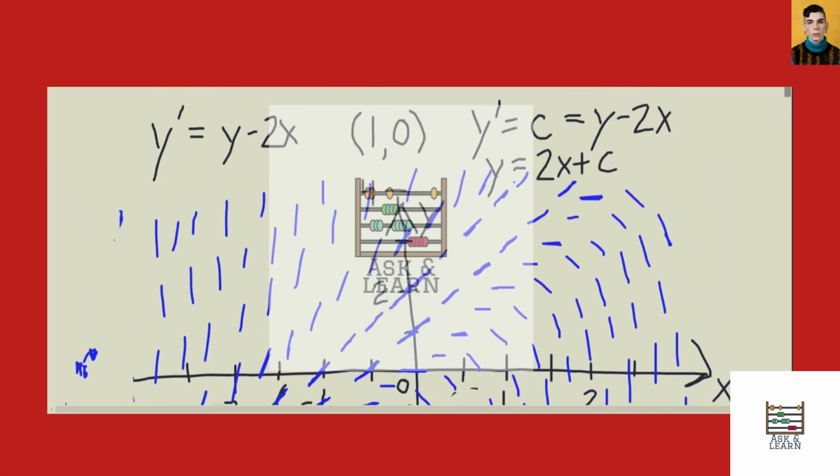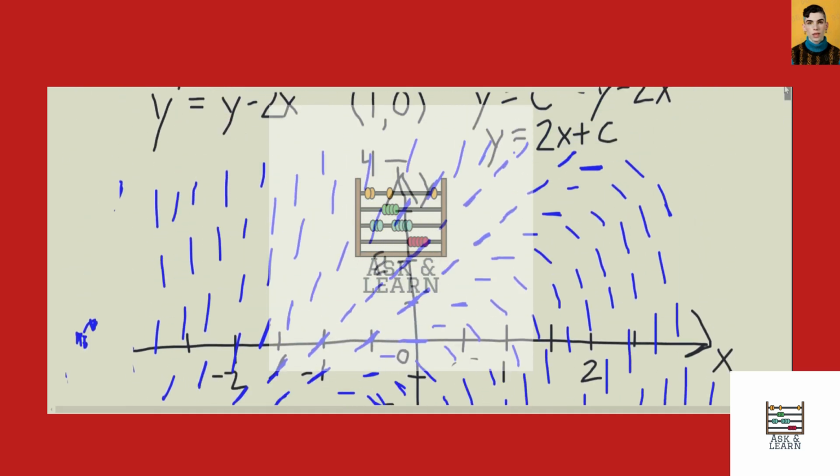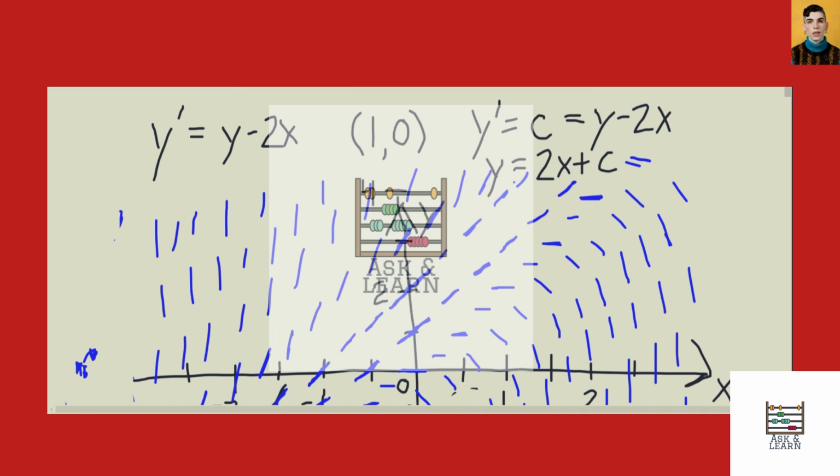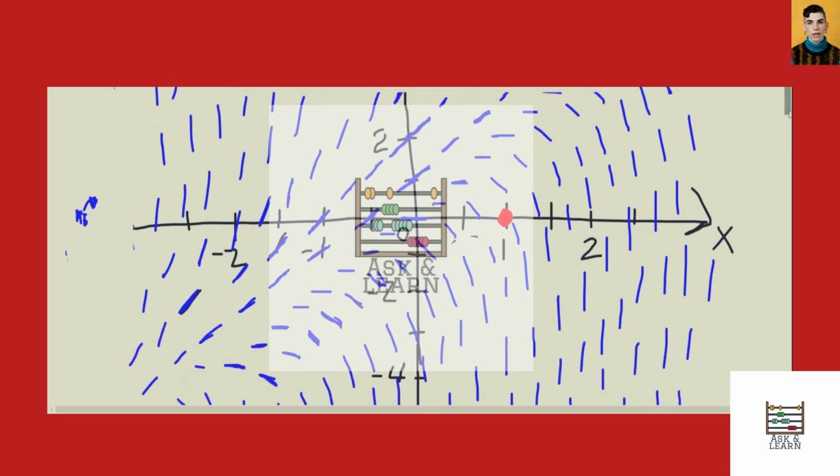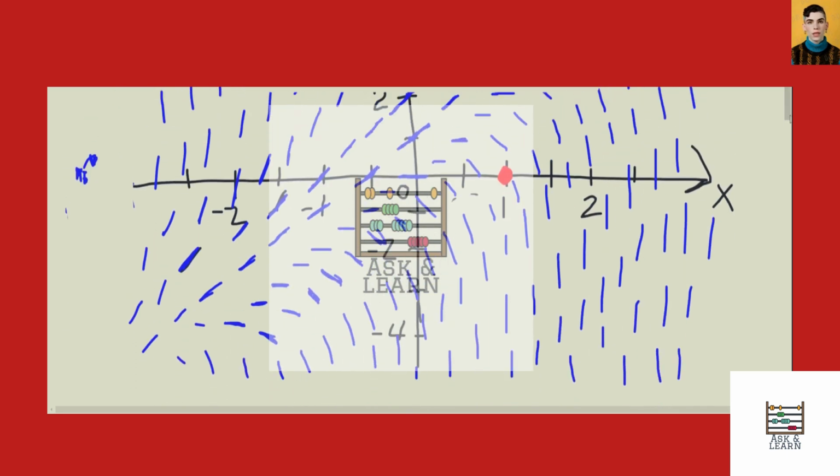So we have a representation of our slope field here. And we're asked to find the solution which has the point (1, 0). So I'll draw the solution in red. Since it has the point (1, 0), we'll locate this on our graph, and we'll follow the blue line segments, staying as tangent as possible to them with our curve.